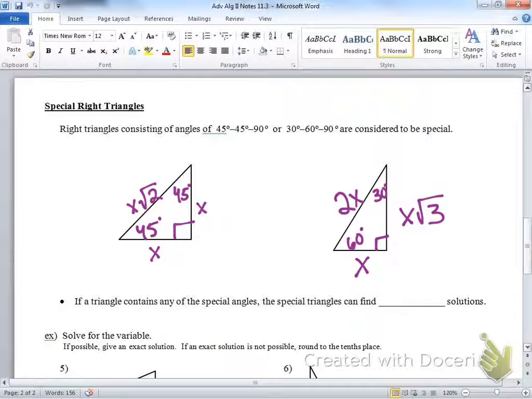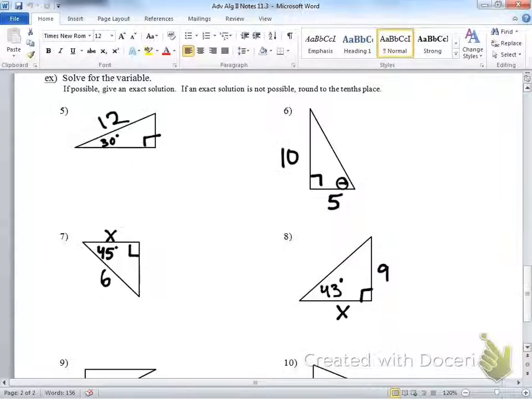The next one says, if a triangle contains any of the special angles, the special triangles, you can find the exact solution for your trig functions. So instead of telling me some really weird decimal like 0.0157, you would actually say something like square root 2 over 5. You could find the actual, exact answer with the radical. You don't need to round. That's what that means. Any questions?